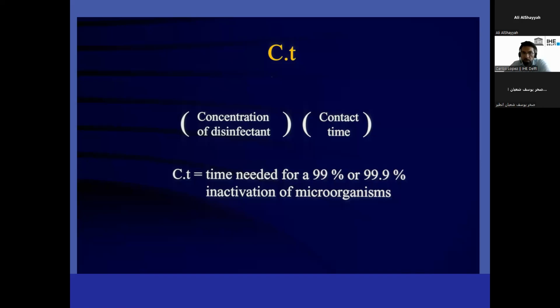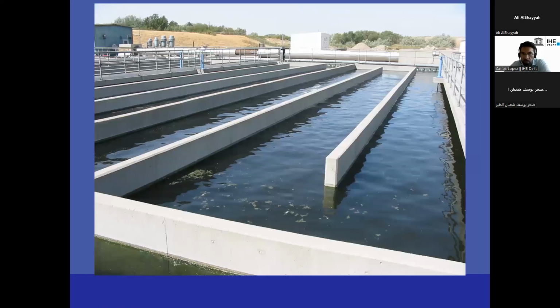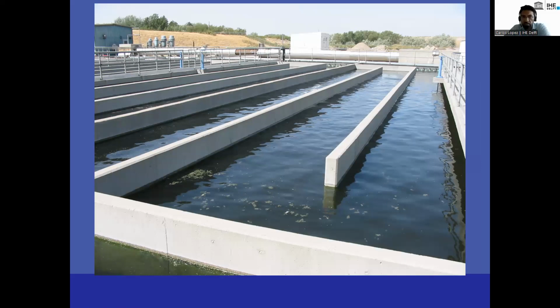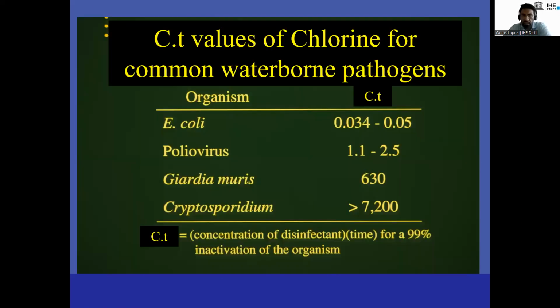When we are talking about chlorine, that happens usually in this type of units, and once again has to be after the drinking water processes or after the wastewater treatment processes. After these processes is where we do the disinfection step. If we do it with chlorine, the CT values suggested for the most common waterborne pathogens are these ones.